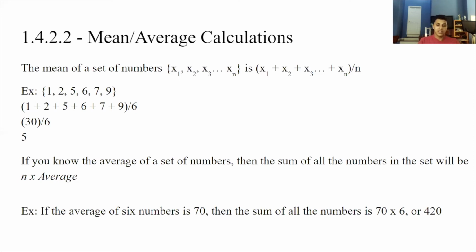The reason that this is helpful is because if you know what 5 pieces of data are, for example, in a set of 6 numbers, and you also know the average, you can use this to figure out what they all add up to, and then just subtract the rest of the data until you're left with 1 piece of data.